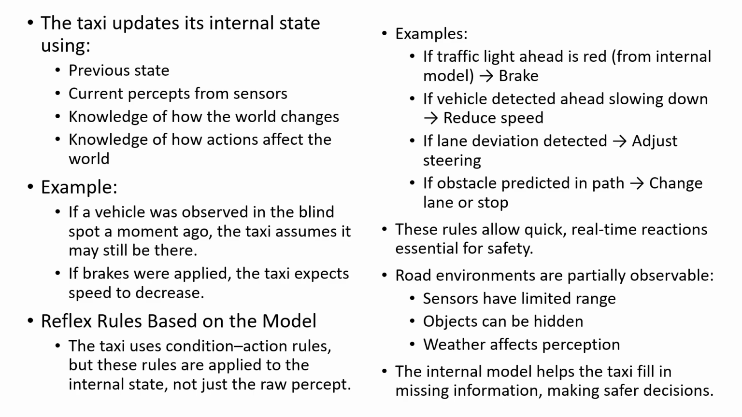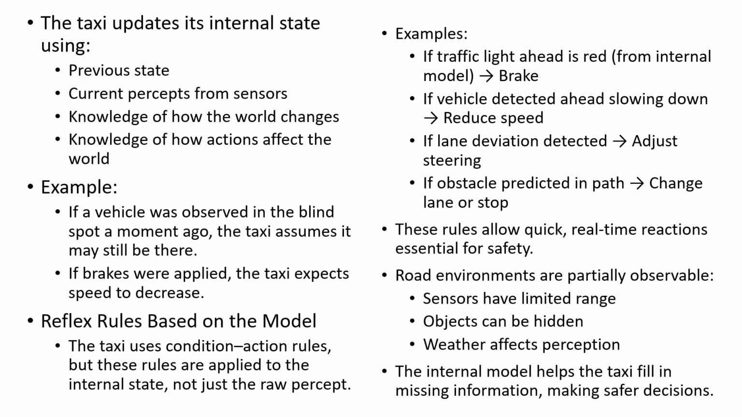So here we can see that we already discussed everything. We will see the taxi updates its internal state using the previous state, current percepts from sensors, knowledge of how the world changes, and knowledge of how actions affect the world. For example, if a vehicle was observed in the blind spot a moment ago, the taxi assumes it may still be there. If brakes were applied, the taxi expects speed to decrease. So these we can consider as the internal state.